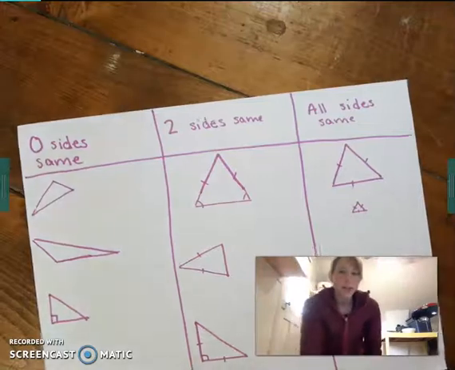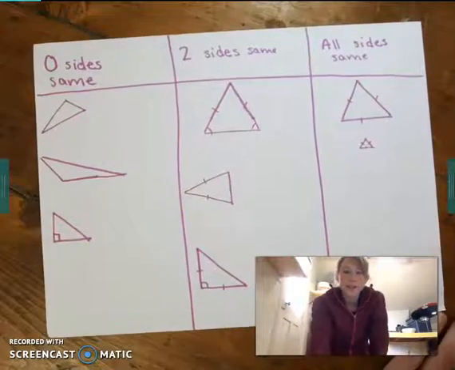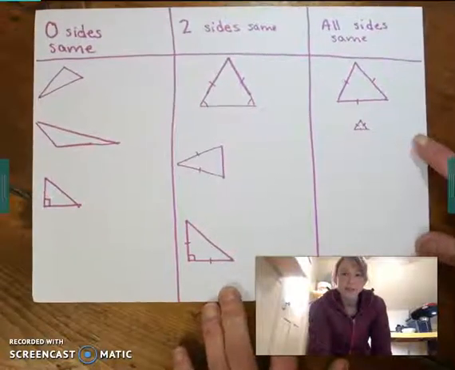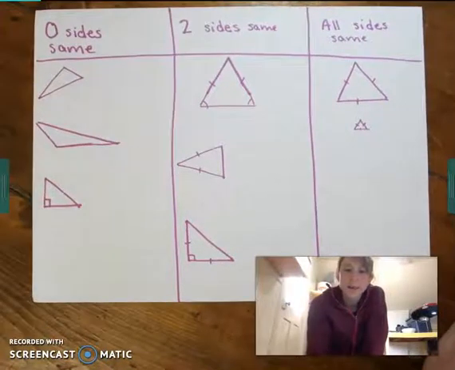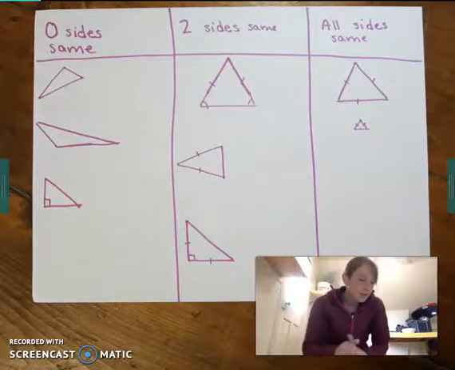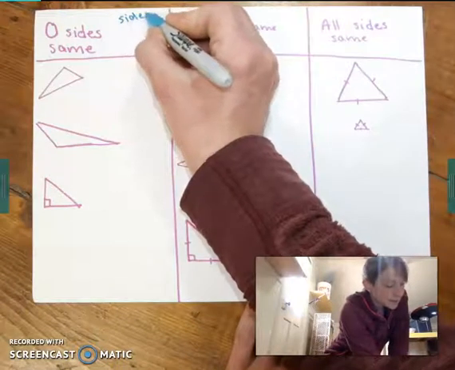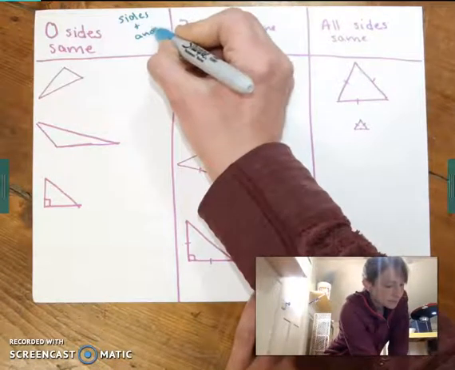So if we have a triangle, we know that it has three sides. The way that triangles are classified is based on the number of sides that are the same or the number of angles that are the same. So we think about two different properties with shapes, sides and angles.